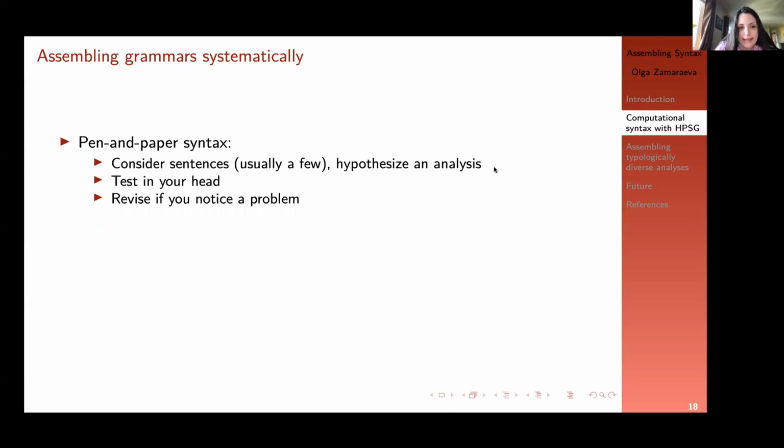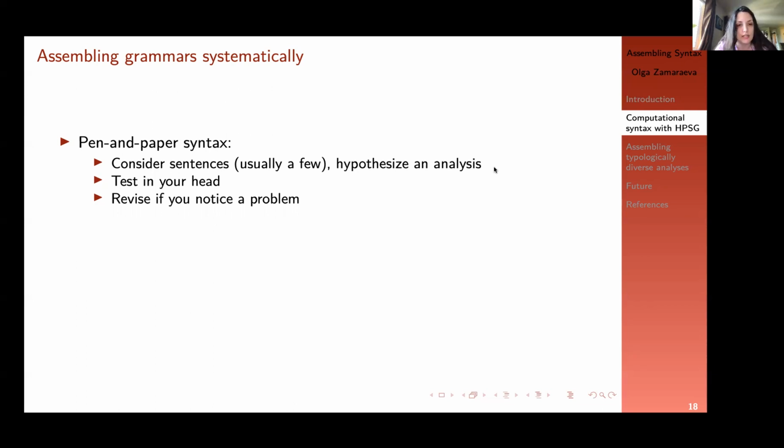Compared to pen and paper syntax, the classic, traditional understanding of what syntacticians do, one will start with considering a few sentences and then hypothesize a syntactic analysis for those sentences. So what kind of syntactic structure corresponds to this kind of sentence? And how does it generalize, and what kind of insight does it give me regarding the syntax of human language in general? And then the pen and paper thing, so you either try to test it in your head or literally with pen and paper.